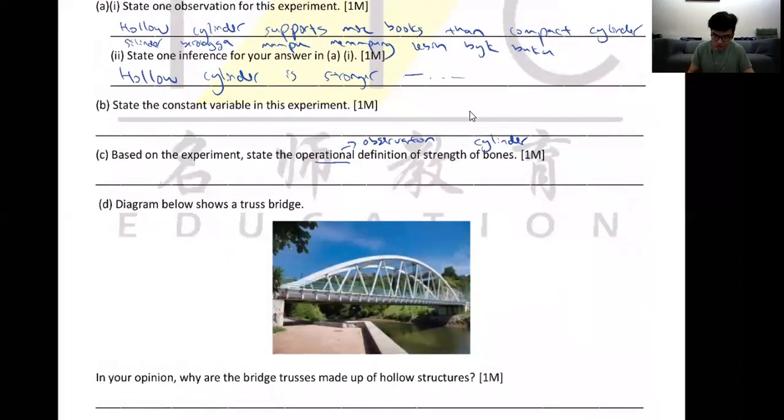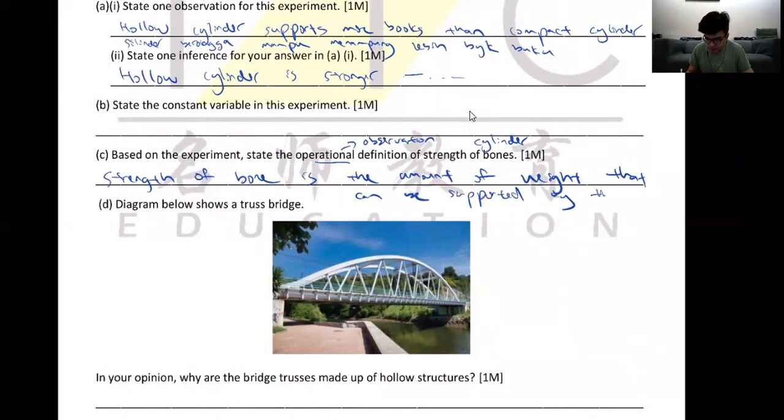So same thing here. What is the strength of bone? Strength of bone is the amount of weight that can be supported by the bone. So kekuatan tulang adalah jumlah berat. The keyword is the jumlah berat yang boleh ditampung atau disokong oleh tulang. How much they can tahan.